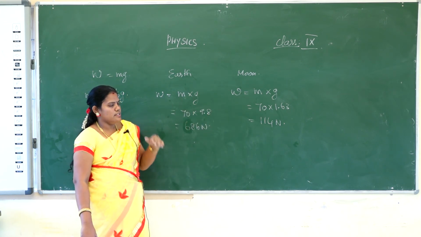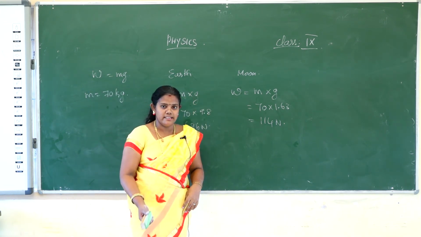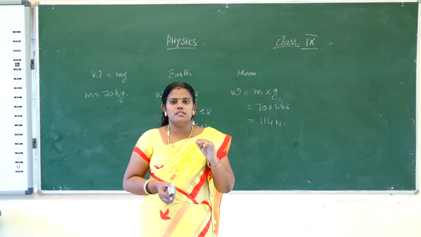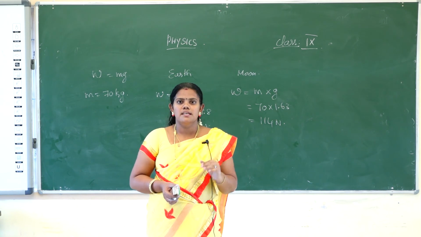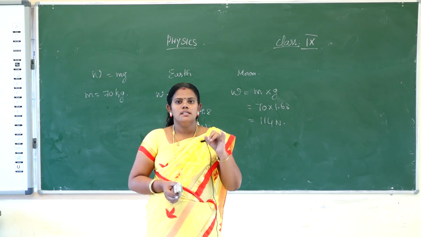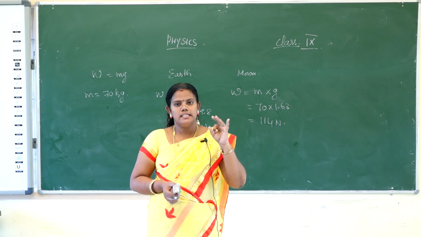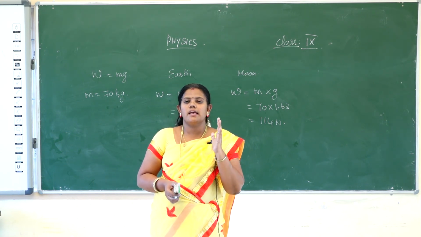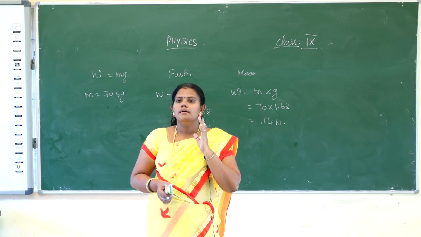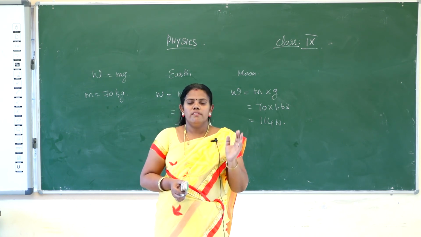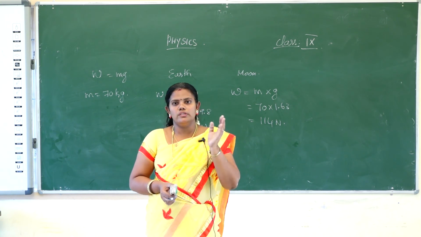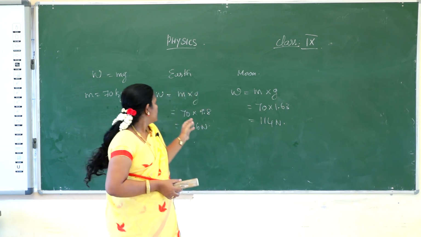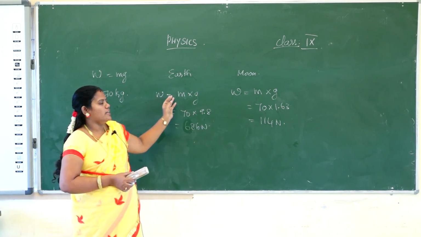In this class we learned about measuring mass. What instruments are used to measure mass? Two-pan balance, common balance, digital balance, and physical balance. All these balances can easily measure the mass of any object. Then we understood the difference between mass and weight, and the difference between mass and weight on the earth and the moon.